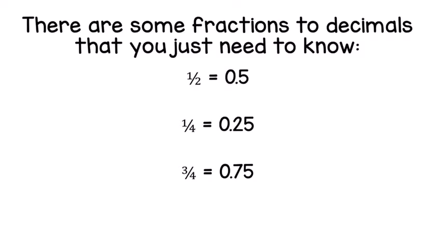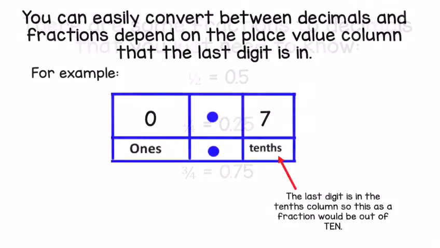1/2 is equal to 0.5. 1/4 is equal to 0.25, and 3/4 is equal to 0.75. That's just something you need to know. Now we move on to the ones that are easier to understand. You can easily convert between decimals and fractions depending on the place value column that the last digit is in.